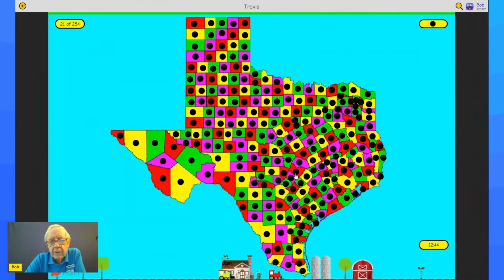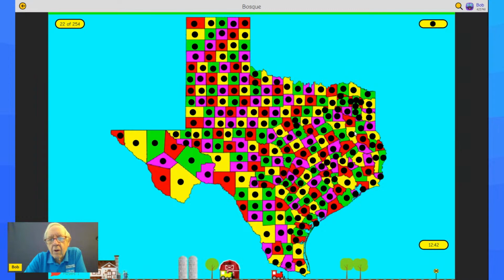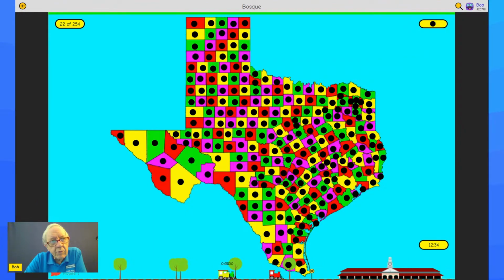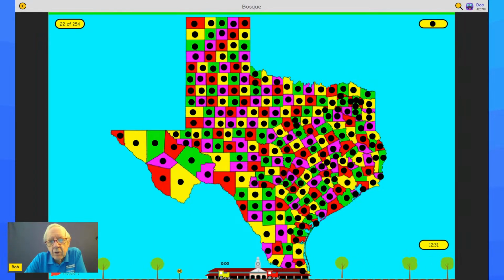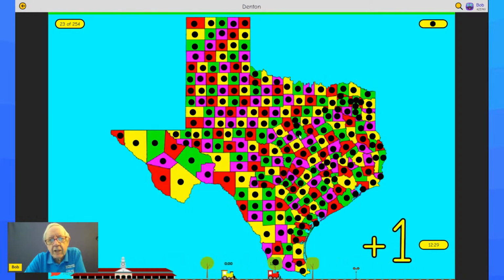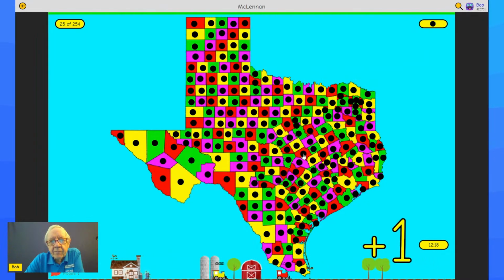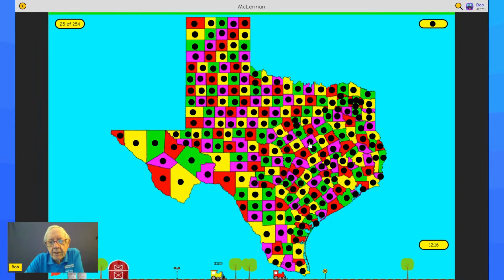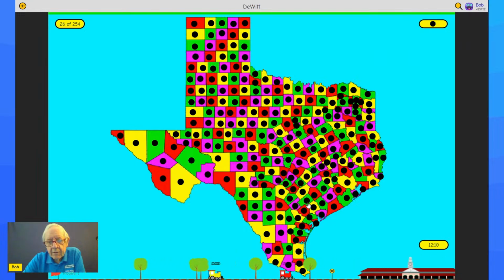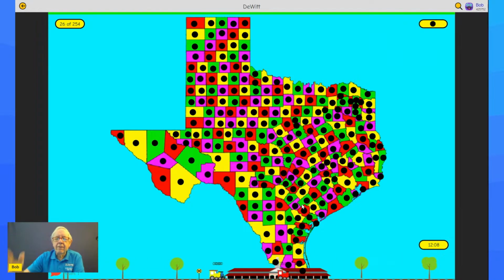Travis, right below Williamson. And here's the beauty. Once you know Bosque. There's a Bosque. Bosque is a type of food in either France or Spain, or a Bosque, an area where they have a certain type of food. That's Bosque. Denton. I have a good friend named Denton. This is Denton. Bell County. Bell. McLennan would be this one.